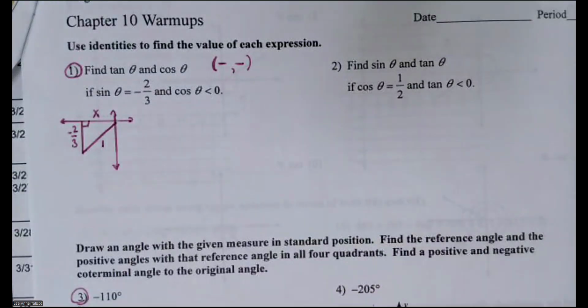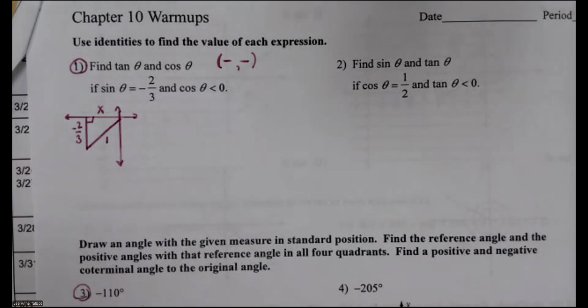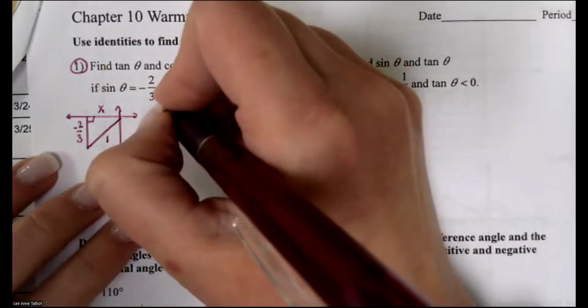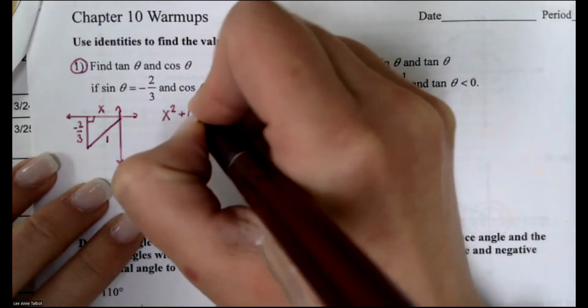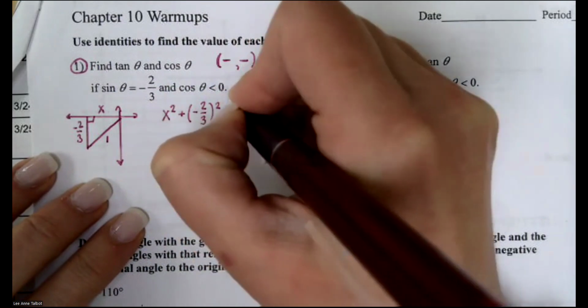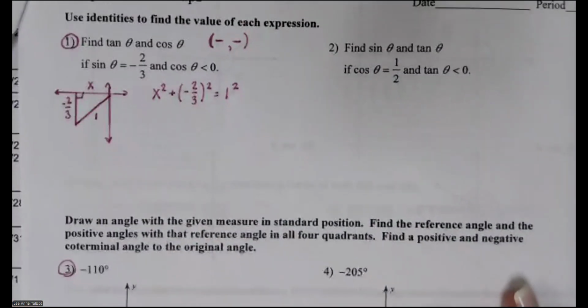Okay, there's my setup. There's my labeling. I've got quadrant 3. Okay, there's my Pythagorean identity.